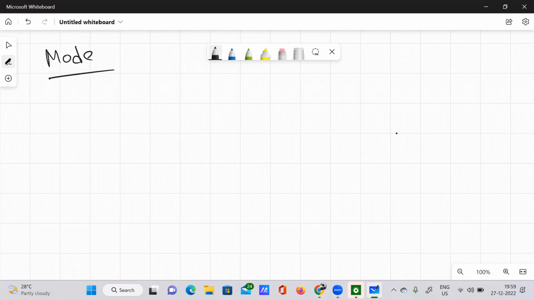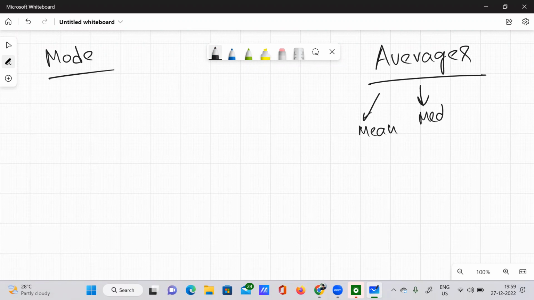Today I'll be discussing the topic of mode. It is one of the measures of averages. We have a main topic called averages, and in this topic we have mean, median, and mode.